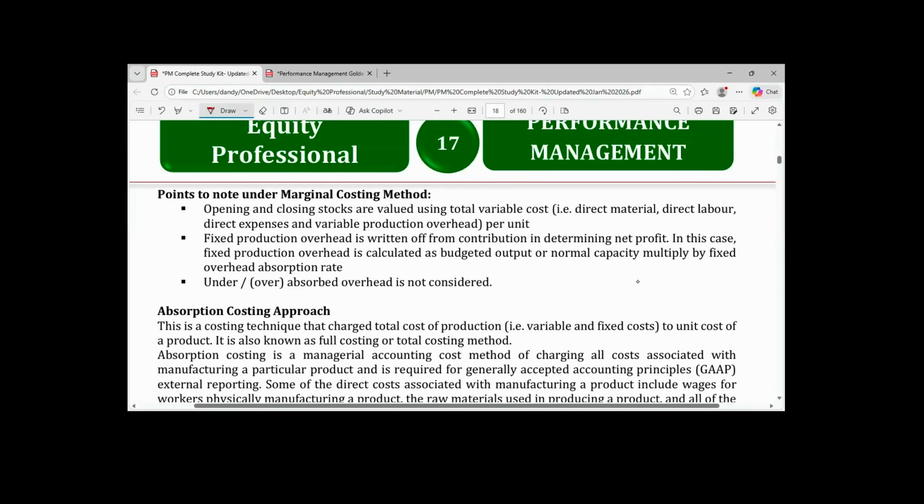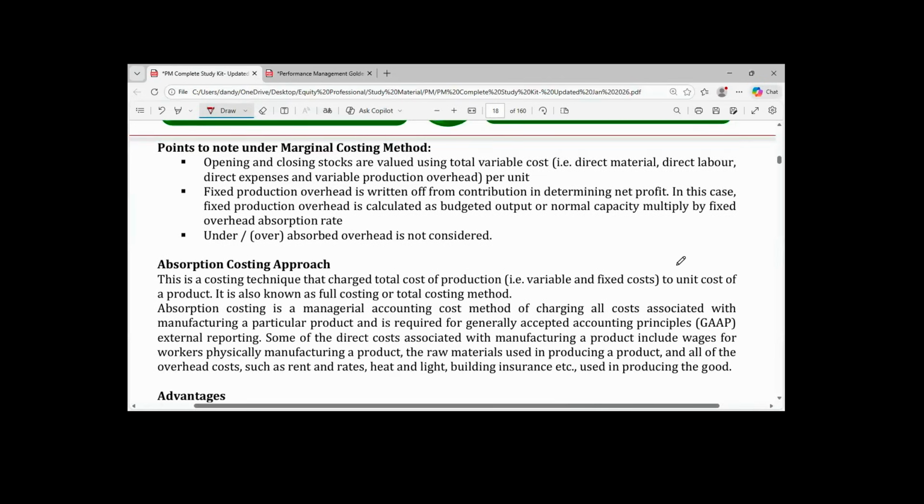Thereafter, we moved to discussing the absorption costing method. We said that the absorption costing method is a technique that charges the total cost of production, including variable costs and the fixed production overhead, to the unit cost of a product. We also mentioned that absorption costing is a technique that relies heavily on generally accepted accounting principles for external reporting purposes.